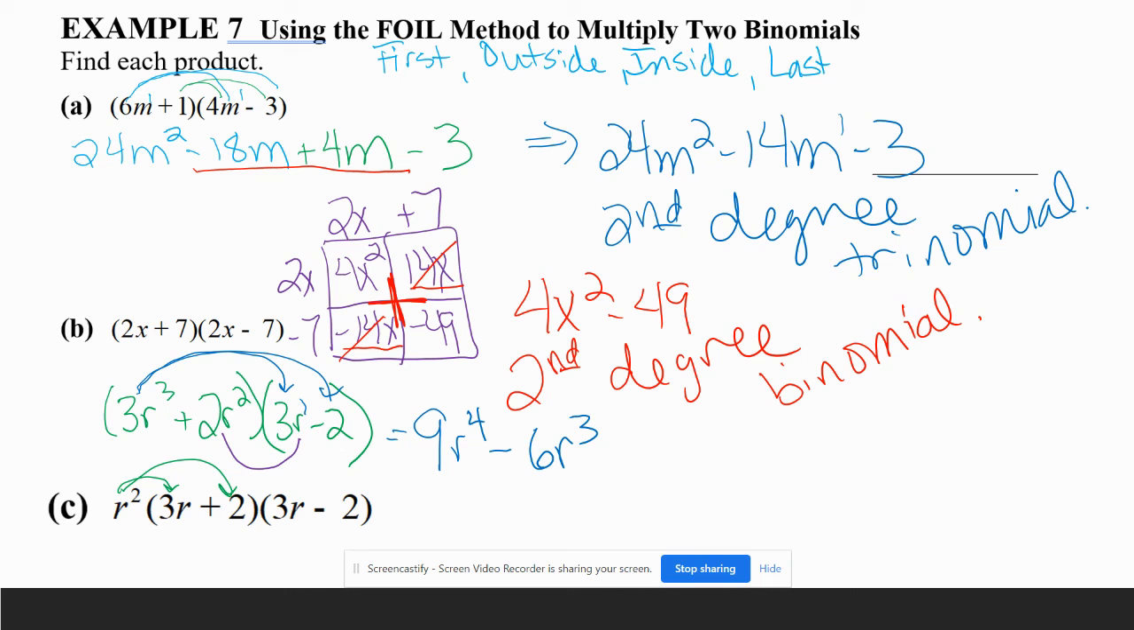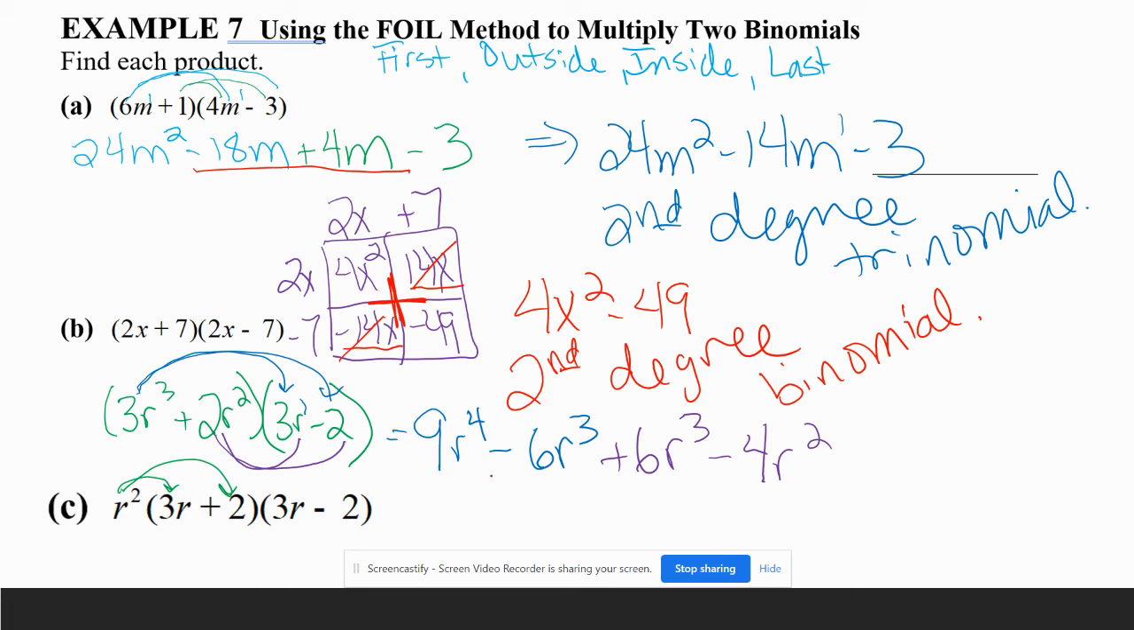2r squared times 3r to the first. 2 times 3 is 6. R squared and r to the first is r to the third. And then 2r squared times negative 2. 2 times negative 2 is negative 4. And we have that r squared.